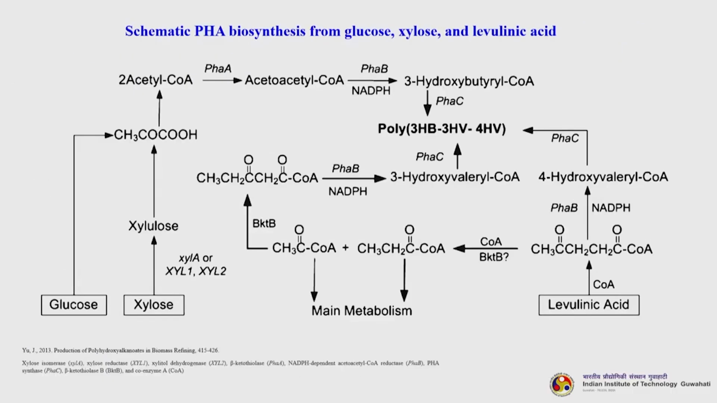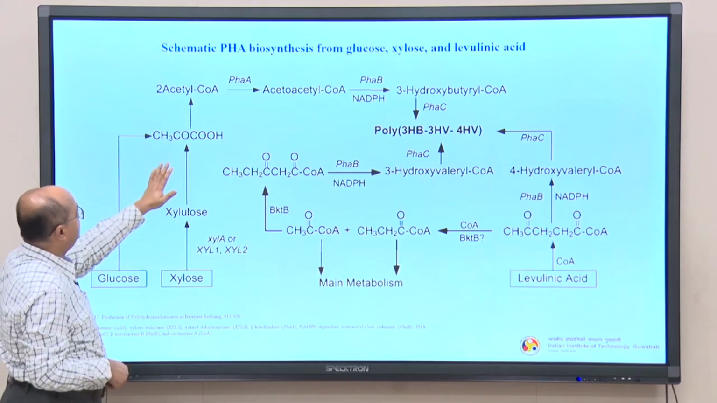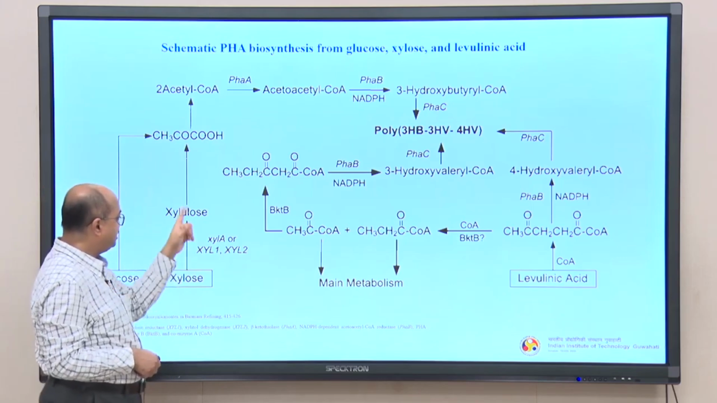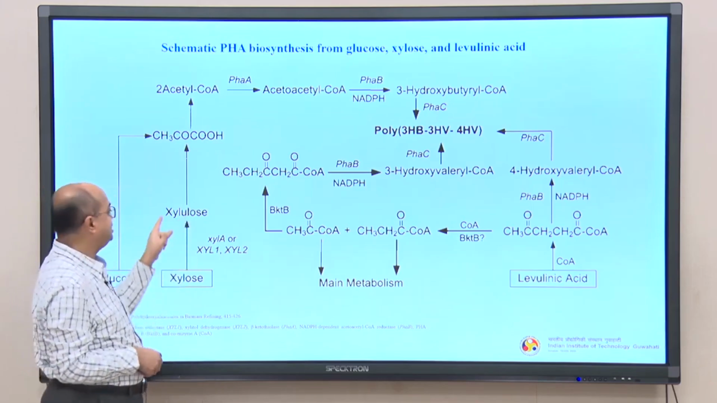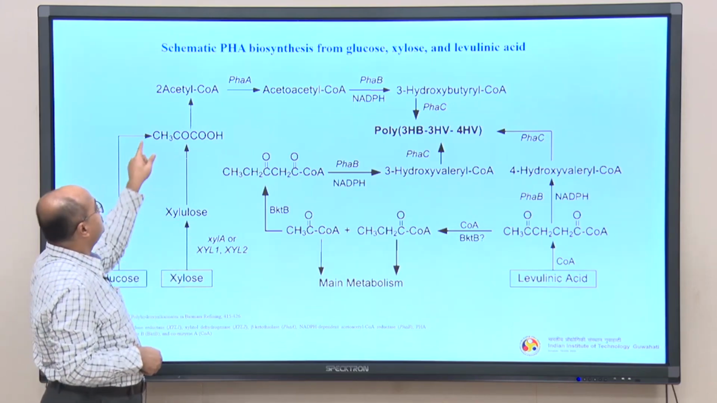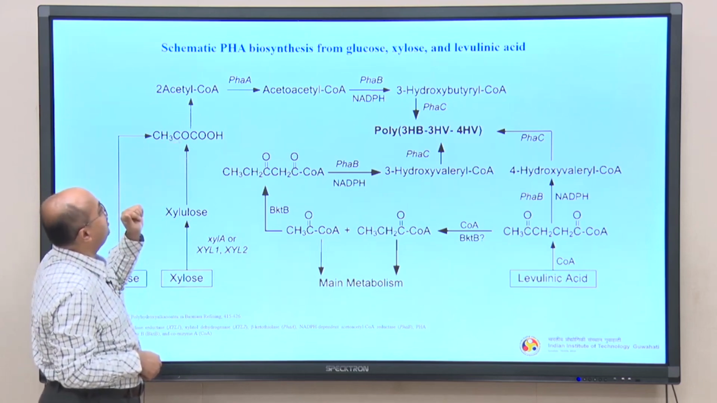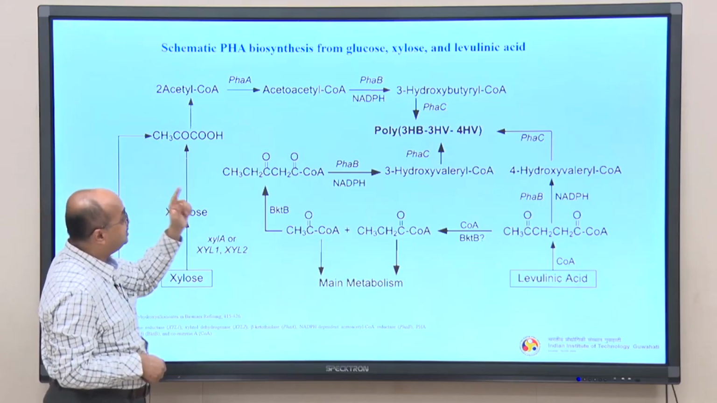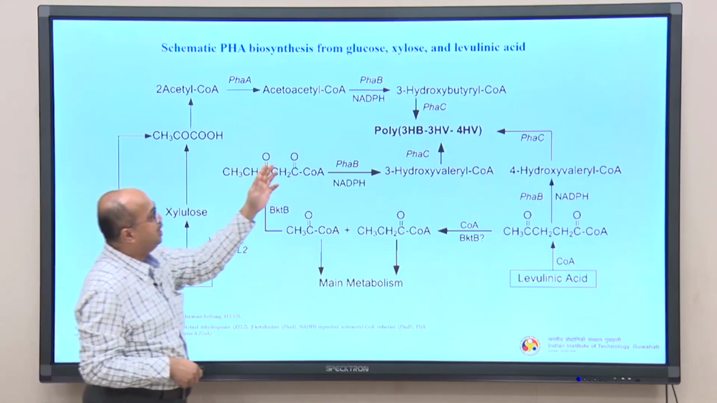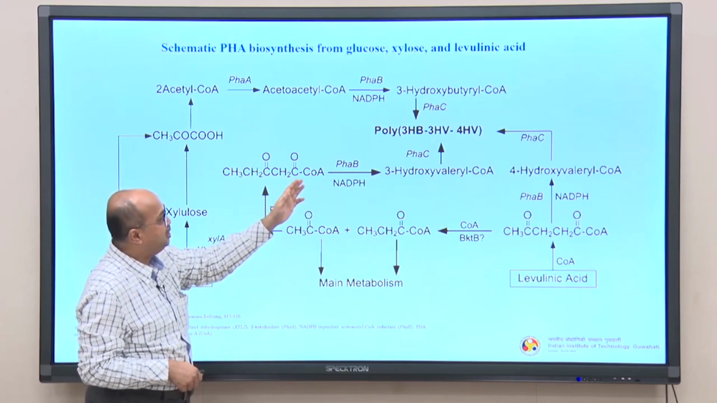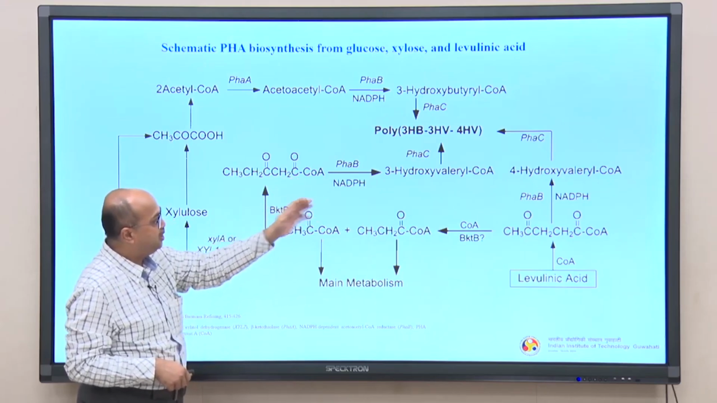So, this is the classical schematic of PHA biosynthesis from glucose, xylose and levulinic acid routes. So, let us understand glucose and xylose. Both are giving acetic acid, right. Xylose is giving an intermediate before it goes to acetic acid, xylulose. Now, this acetic acid is getting converted to acetyl coenzyme A, then to acetoacetyl coenzyme A, then to 3-hydroxybutyryl coenzyme A, then poly 3HB, 3HB, 4HB, right.